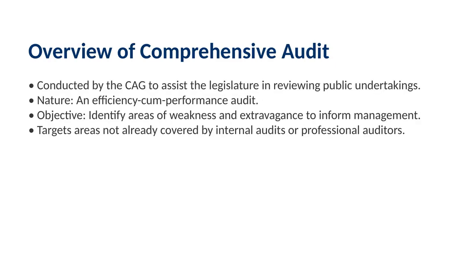Moving forward, let's discuss comprehensive audit. This is where the Comptroller and Auditor General, or CAG, assists the legislature in reviewing the performance of public undertakings. The CAG conducts an efficiency performance audit, specifically targeting areas that haven't already been covered by internal audits or professional auditors. The goal here is to pinpoint areas of weakness and extravagance to inform management.